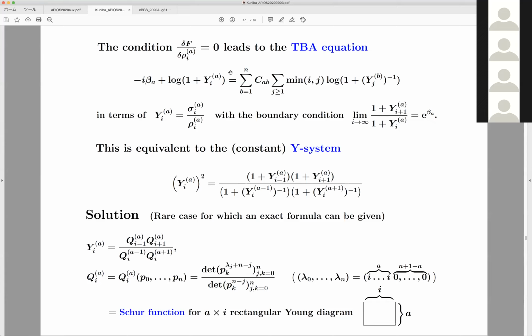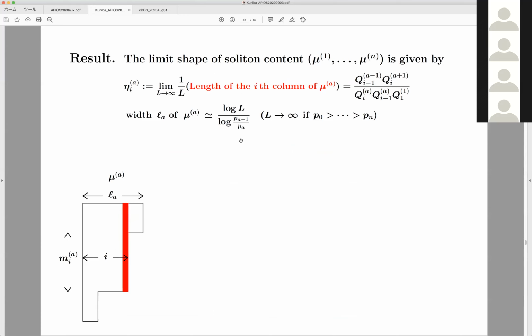But in the limit shape problem, we have to also determine these holes and strings individually, not only by the ratio. And that must also be done, and that actually can be done. And here is the answer. So the result, the limit shape of the soliton content, is given by this formula. So here is again the A-th component from the link configuration. And I remind you that m_i^A denotes this number of length i rows here.